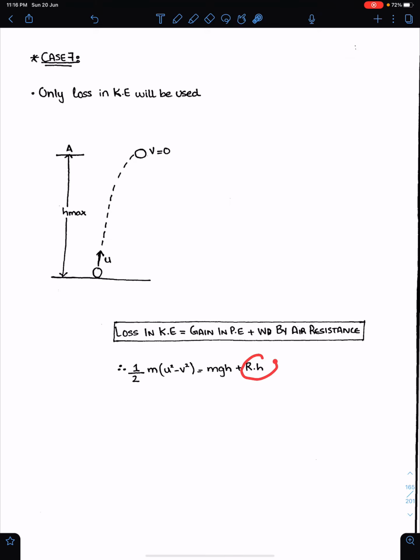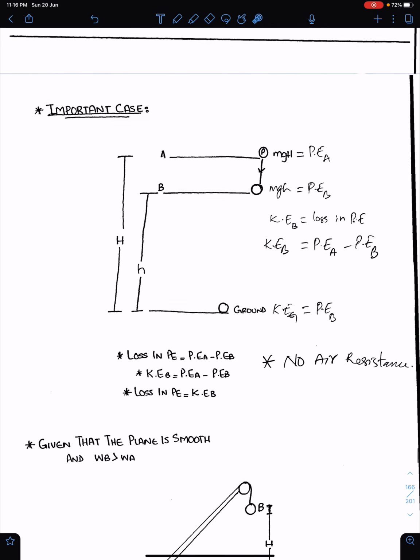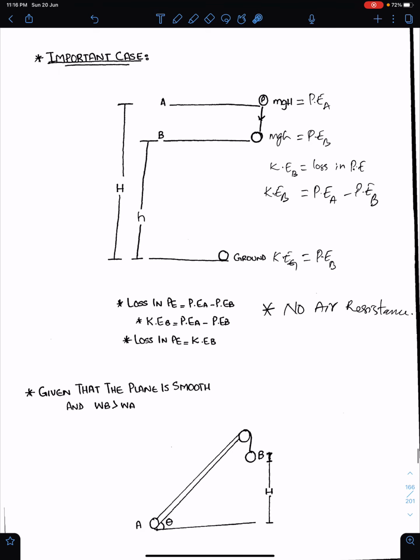This is resistance times height. Air resistance times height, work done by air resistance. And loss in kinetic means, use this formula, half m, u square minus v square. Next case.